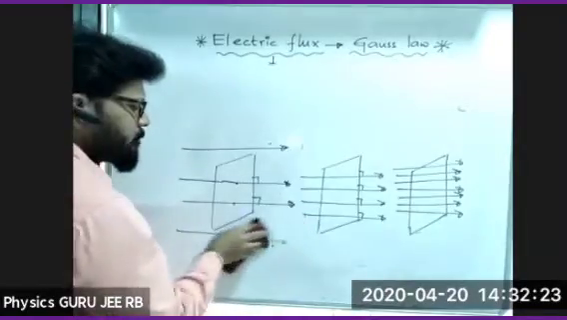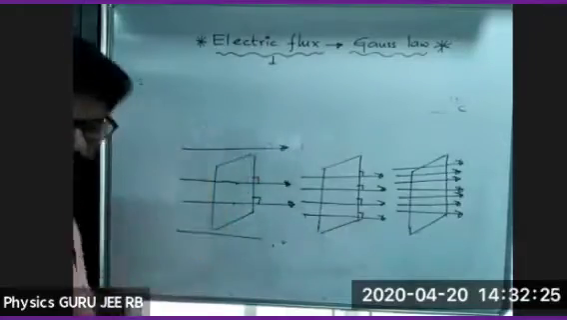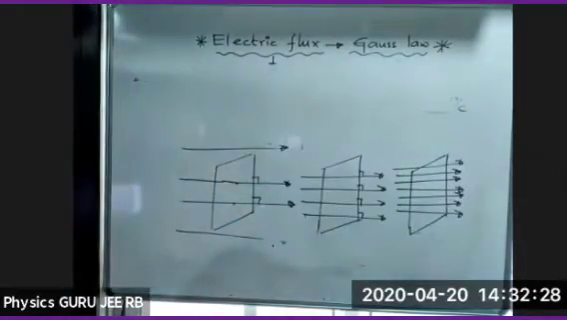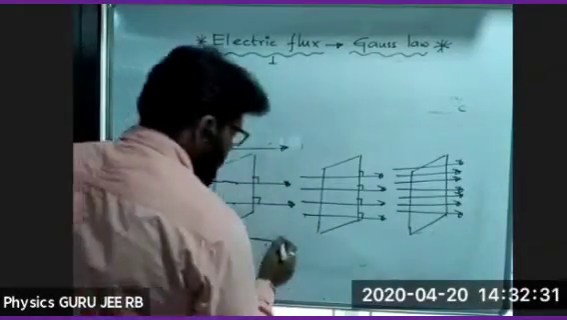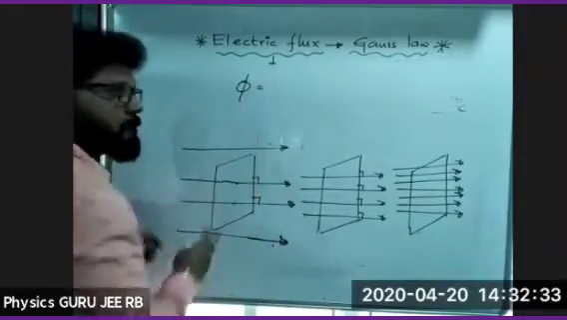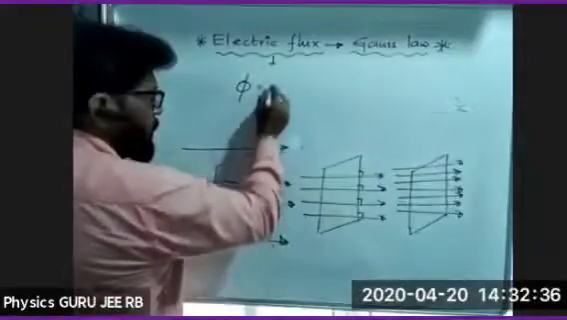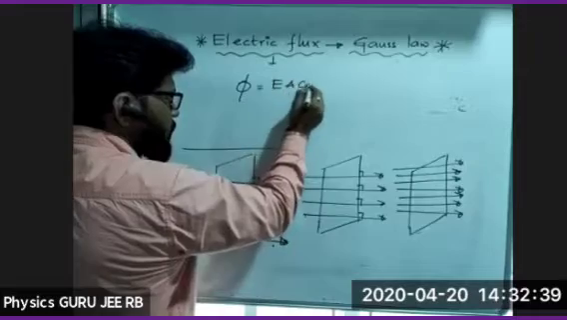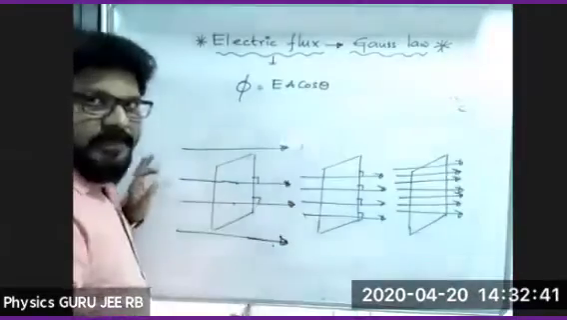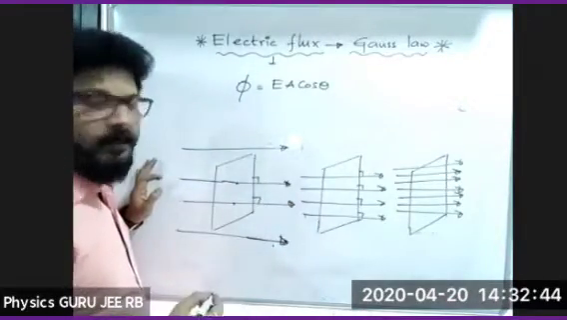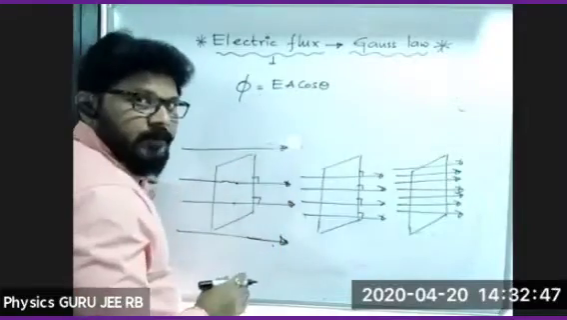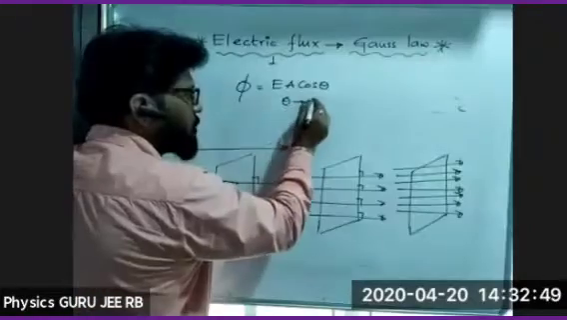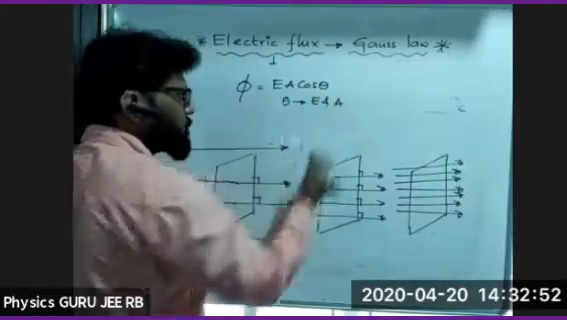In the same example, I would like to tell one thing. Now flux phi is equal to EA cos theta. I'm saying that theta is the angle between E and A, right?